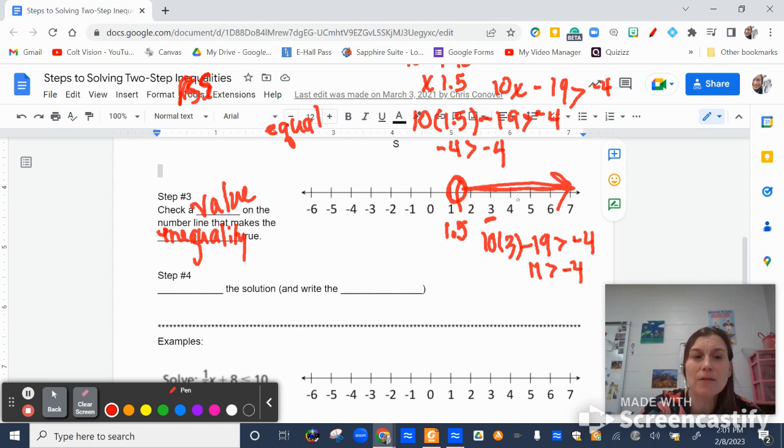If I had checked a number on the left, like 0, then I would have done 10 times 0 minus 19, but that's not greater than -4. So those solutions wouldn't have worked, and I wouldn't graph that side. So it is to the right.